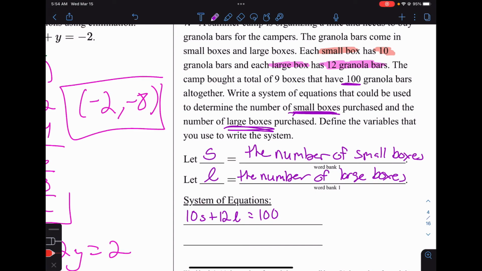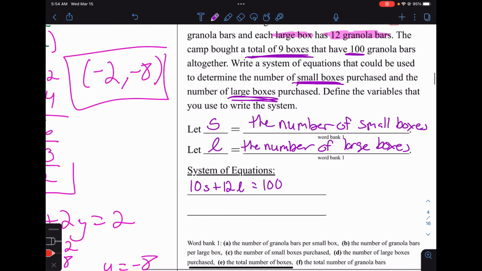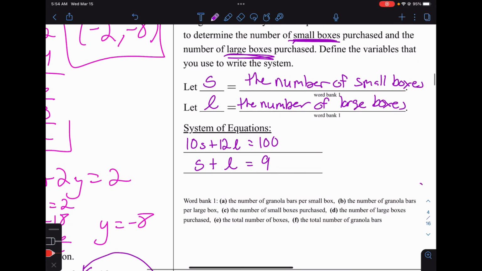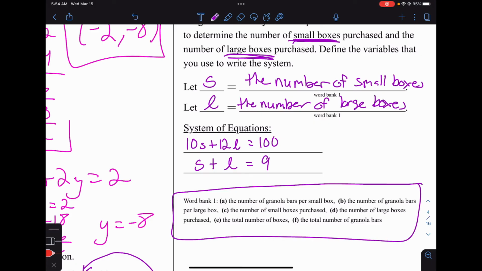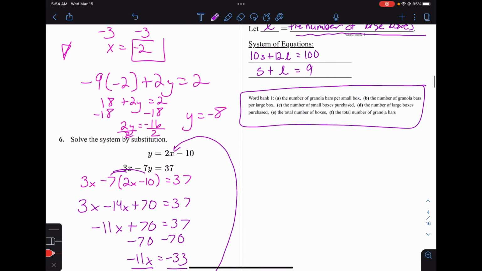Then they told us that altogether, the total number of boxes themselves is 9. So my number of small boxes plus my number of large boxes should give me 9. All right. This word bank down here, basically when you do this on Delta, there's going to be a word bank for you to put in these spaces here. All right. So that's where that comes from.